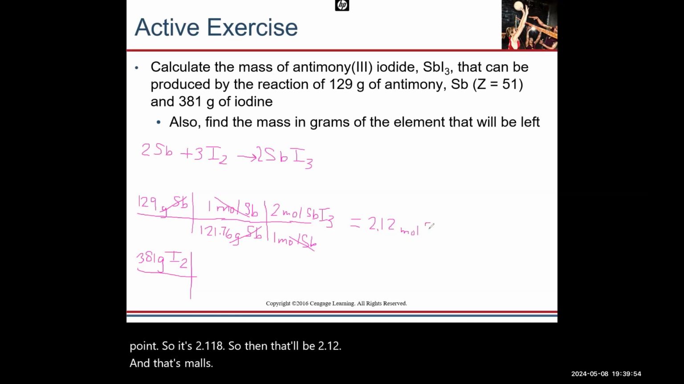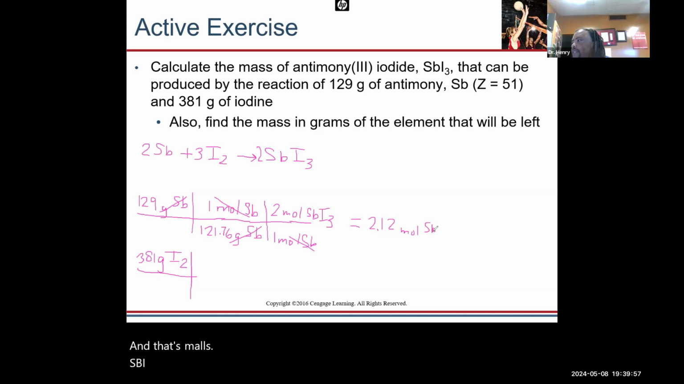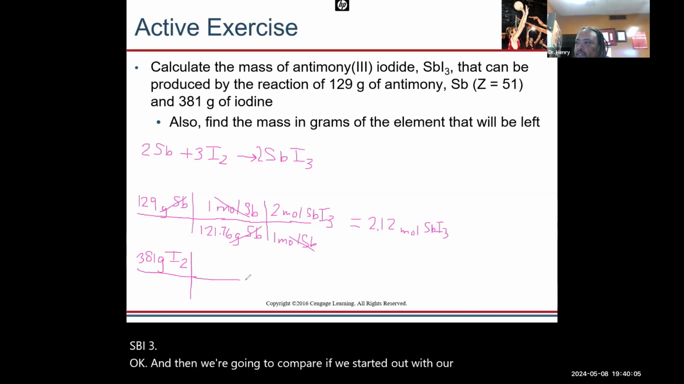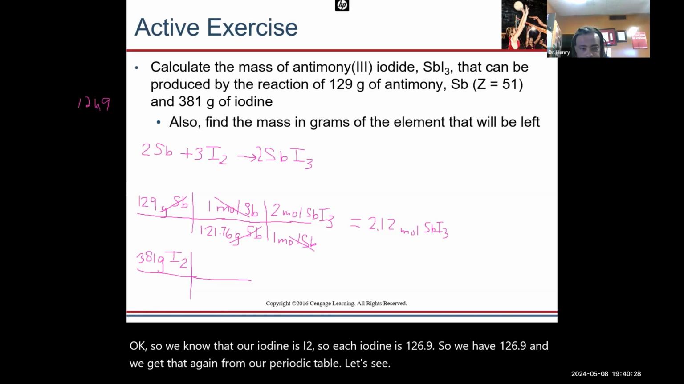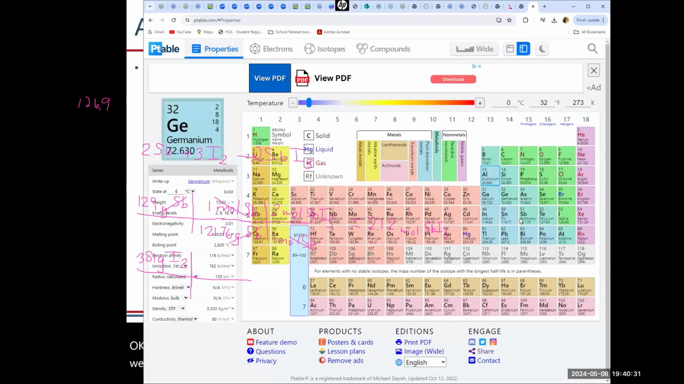SbI3. Okay. And then we're going to compare if we started out with our iodine. So we know that our iodine is I2. So each iodine is 126.9, and we get that again from our periodic table. Shouldn't it be 253.80?